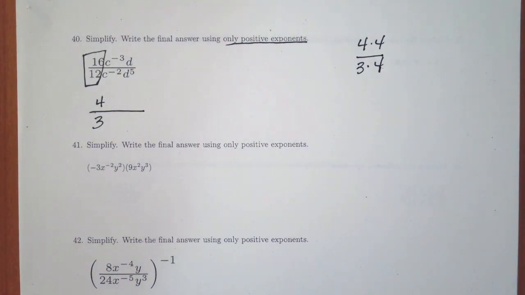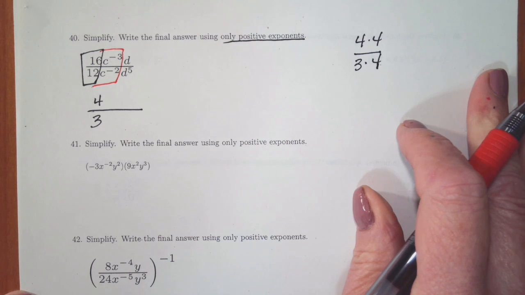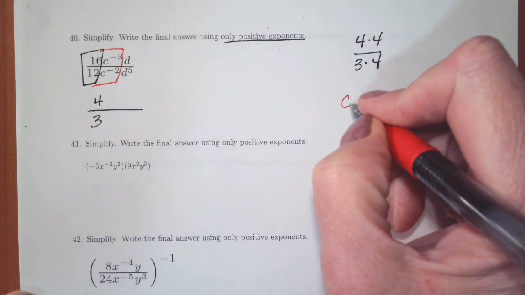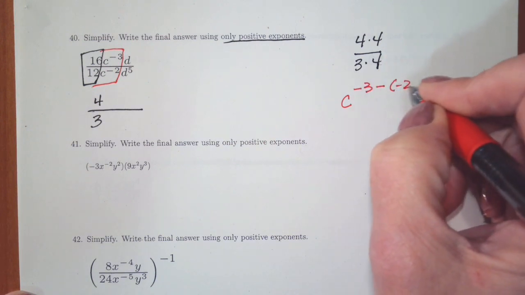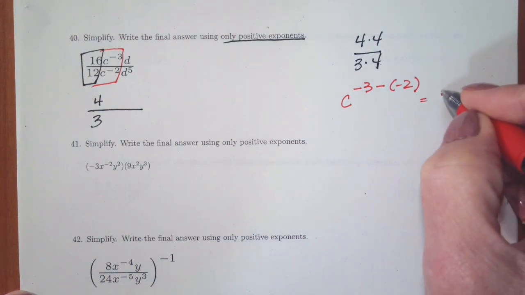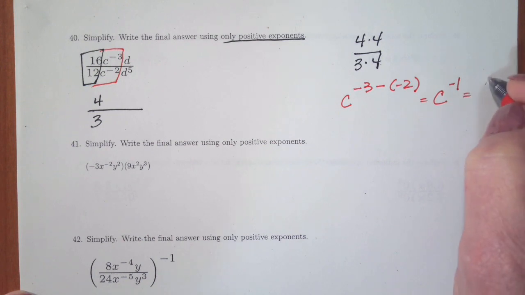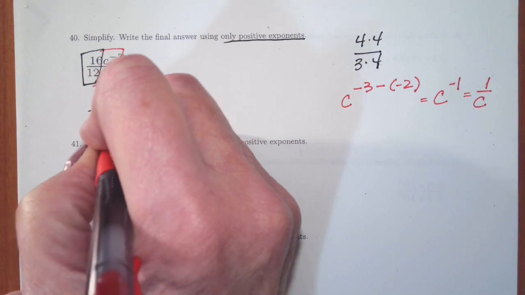Now for the C's, there are a couple of ways that you can do this. You can say this is C to the negative 3 minus negative 2. Since we're dividing, we subtract the exponents, which gives us C to the negative 1, which is the same thing as 1 over C. So I'm going to have 1C in the denominator.